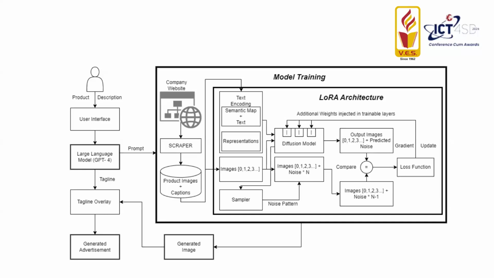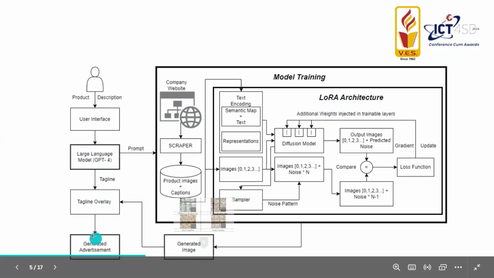This is the architecture of our system where the user will give a product description to our user interface, and a large language model like GPT-4 will be used to convert the product description given by the designers to a format that is understandable by the model. This section represents the model training and LoRa architecture. Also, GPT-4 will create taglines which will be overlaid on the generated image to create an advertisement.